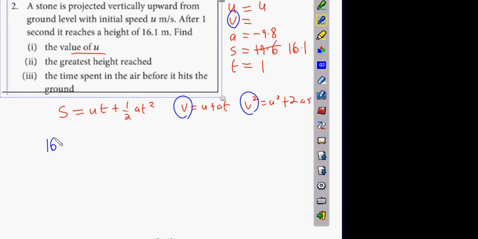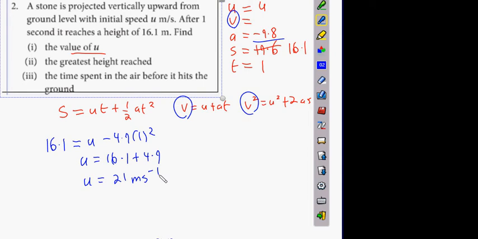So you're going to get 16.1 equals ut, which is u times 1, which is u, plus a half at squared. A half of a is minus 4.9, and t squared is 1 squared, which is 1. u therefore is 16.1 plus 4.9, which is 21 meters per second. It's not too bad, lads. Yes? How did you get the minus 9.8? Minus gravity. Gravity is always 9.8.